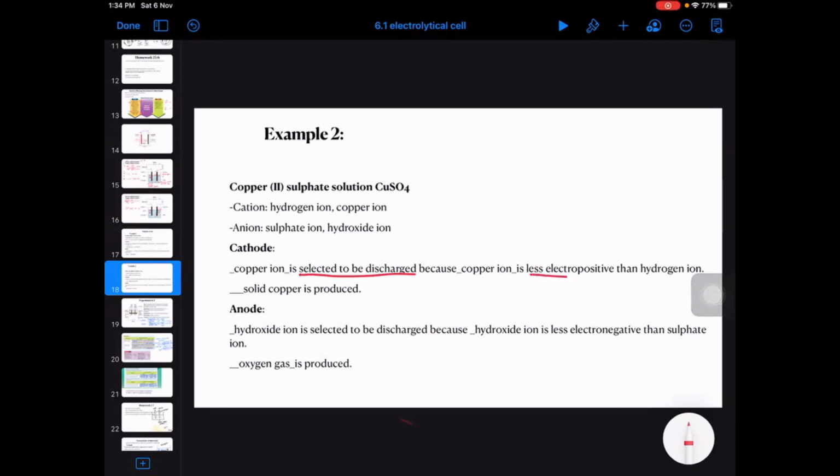Because copper ion is less electropositive. It's less happy to be a positive ion, so it's easier for copper ion to lose the positive charge. So copper ion is less electropositive than hydrogen ion. You just write this keyword and you have already explained why. Because copper is less electropositive, copper ion will be discharged. And what happened? Solid copper atoms are produced. Okay, so this is the cathode.